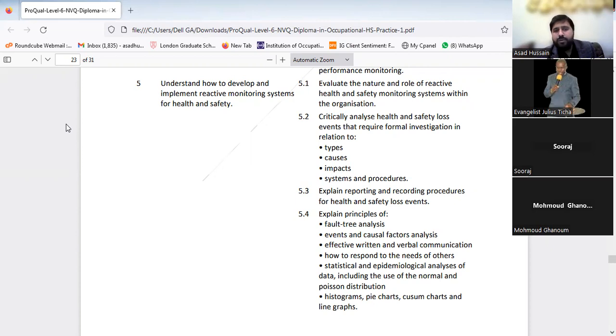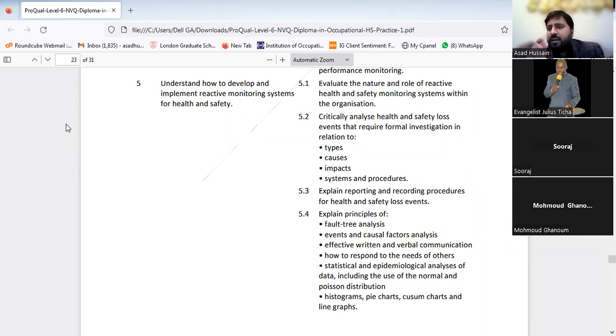In 5.2, it is asking to critically analyze health and safety loss events that require formal investigation in relation to types, causes, impact, systems, and procedure. So you have to explain here what loss events require formal investigation within your organization. How does the type, cause, and impact of the incident affect the degree of investigation? Why is this the case?